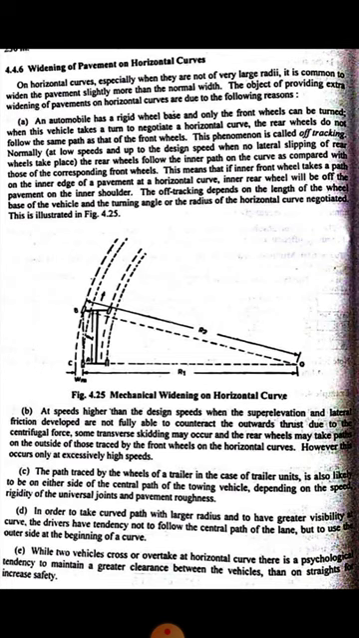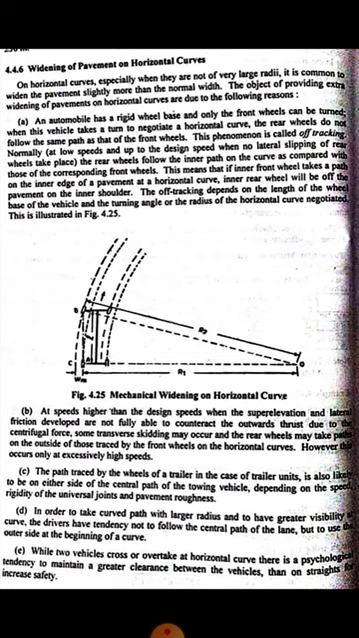Especially when they are not of very large radii, on a curved path the width of the pavement surface is less than the actual width needed, so we provide a slightly larger width than the normal width. We know that the normal width of the pavement is 5.5 meters for a single lane, or 5 meters. If it is less than that, then we provide extra width to get the normal width. The objects of extra widening of pavement on a horizontal curve are due to the following reasons.